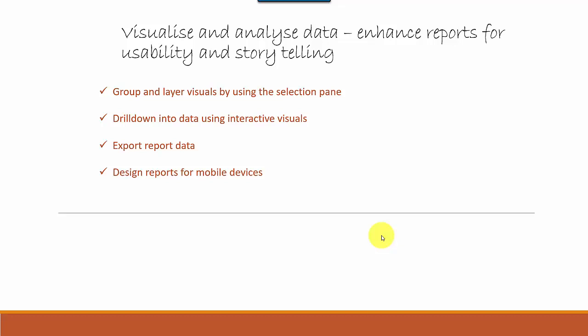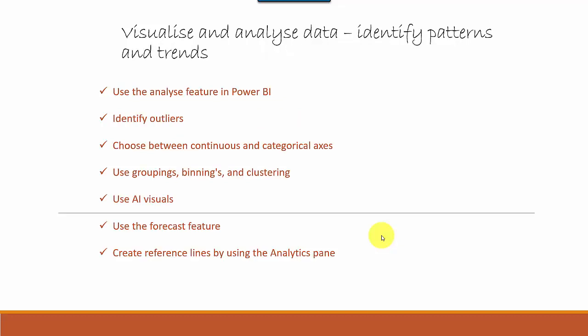How to export the report data. So if you want to download some of the data which is available in the desktop and maybe do something else from there. We'll also design reports for mobile devices and what is that and what we need to be aware of. So we've already analyzed feature in Power BI. We'll learn to identify outliers. We'll learn to choose between continuous and categorical axis. We'll learn about groupings, binnings, and clustering. We'll learn about the AI visuals in Power BI. We'll learn how to use the forecast feature, and we'll learn to create reference lines.